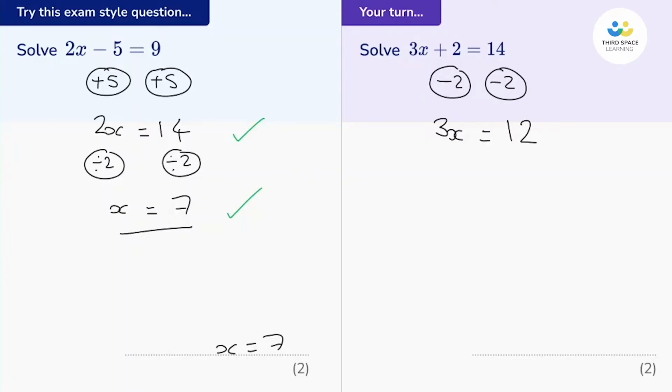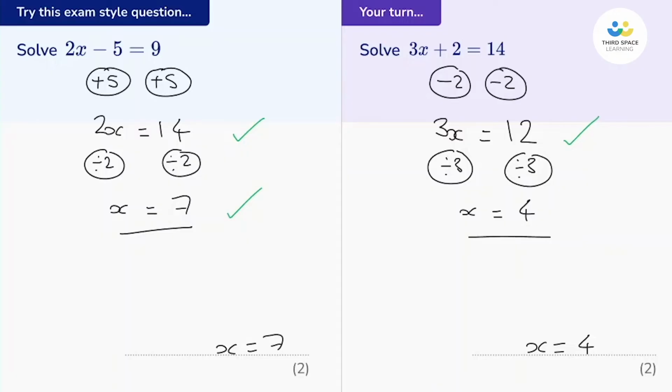Now 3x means 3 multiplied by x. So to undo that, the opposite of multiplying by 3 is divide by 3. So divide by 3 on the left-hand side and divide by 3 on the right. 3x divided by 3 is just x, and 12 divided by 3 is 4. And there we go. X equals 4. We've solved the equation. The marks come from 1 mark for an attempt to isolate x on one side, and the second mark comes from the answer.